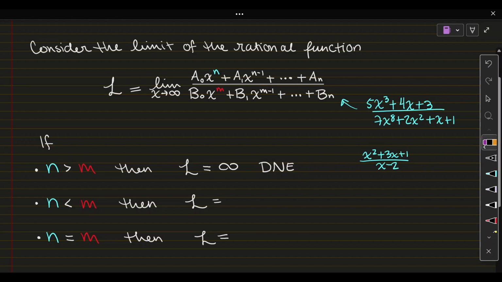x squared grows much faster than x, right? We're looking at the difference between this and this. x squared grows much faster. So this is going to go off to infinity, okay?